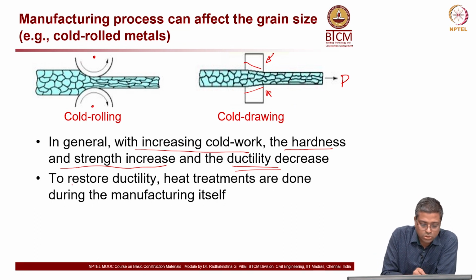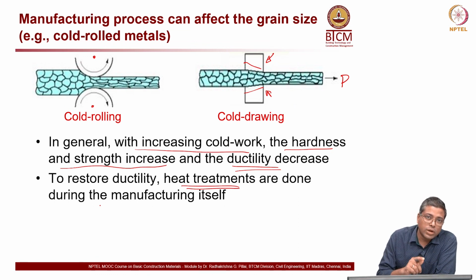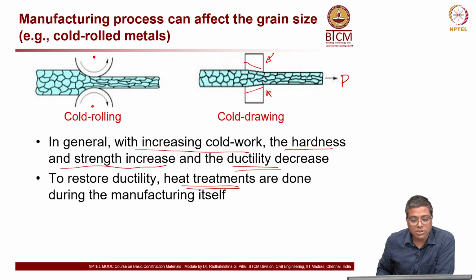How do we do that? To restore ductility, heat treatments are done during the manufacturing itself. So cold drawing is done to increase the strength or yield strength or even hardness of the material, but in that process the material loses ductility. So to regain or restore the lost ductility, there are some heat treatments which are done.